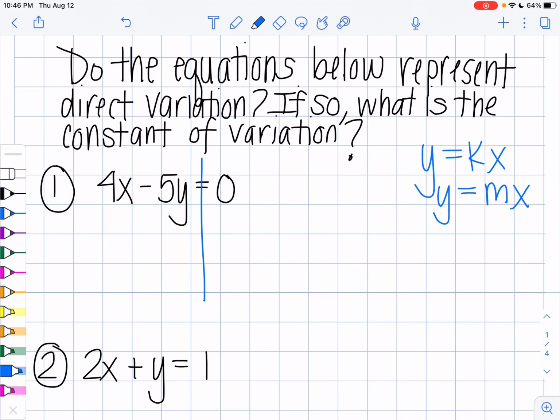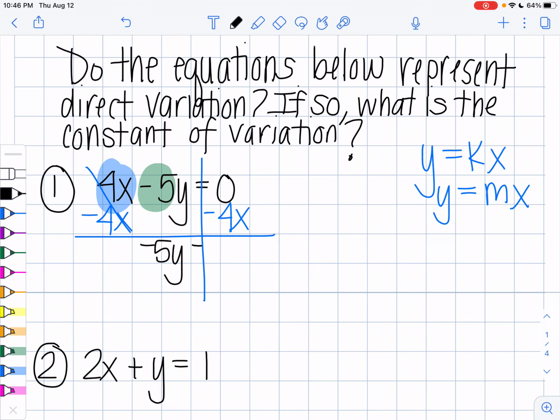Whatever I do to one side, I do to the other side. Remember, I have to get y on a side by itself, so I have to move this 4x, and I have to move this negative 5. First thing I'm going to move is 4x, and to do that, I'm going to subtract 4x from both sides. This goes away, so I end up with negative 5y equals negative 4x.